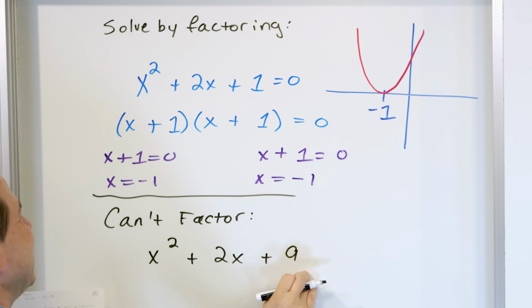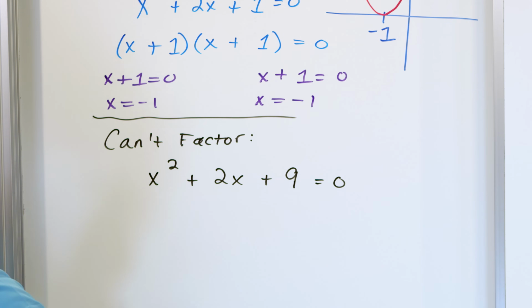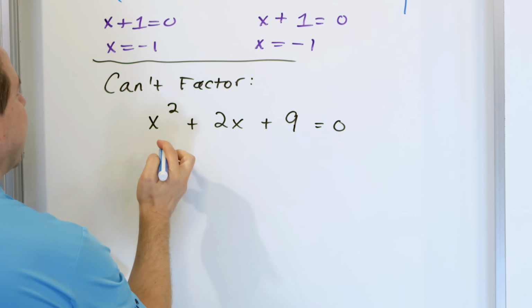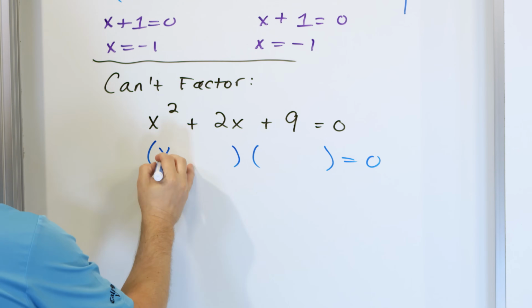So this is exactly the same form as this one. And of course, we're setting it equal to 0. And we would like to solve it. The first thing you do is you try to factor it. So you put your parentheses here. You set it equal to 0. The x squared is exactly the same.